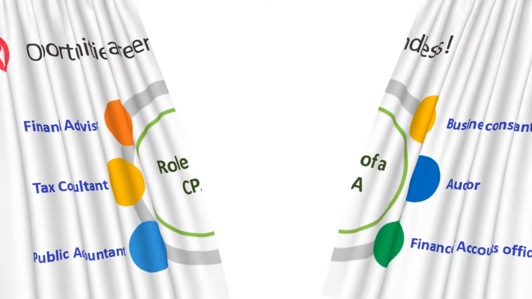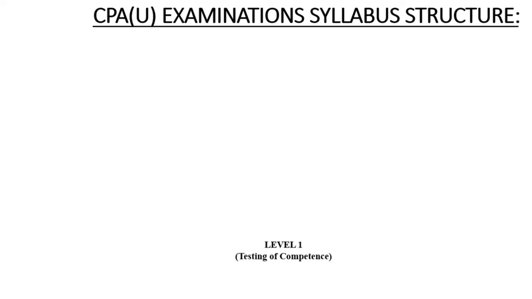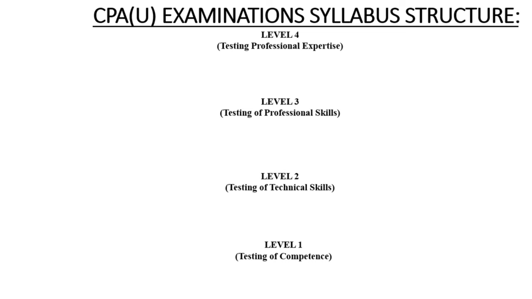So in the next slide, I'm going to present to you what I would say is the CPA examination syllabus structure. The structure is made up of 4 levels. We have level 1, which includes testing of competence. We have level 2, which includes the testing of technical skills. We have level 3, which includes testing of professional skills. And then we have level 4, where you're tested on your professional expertise.